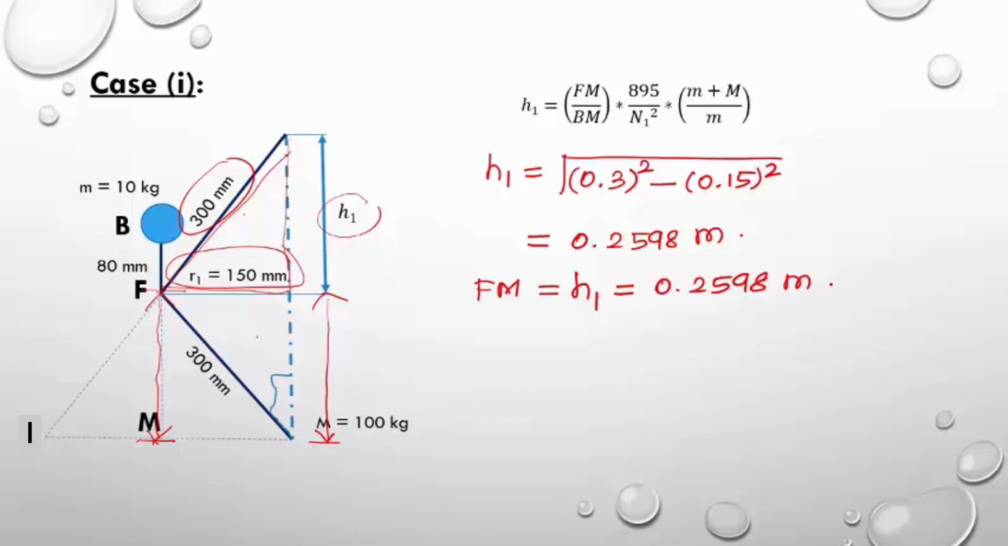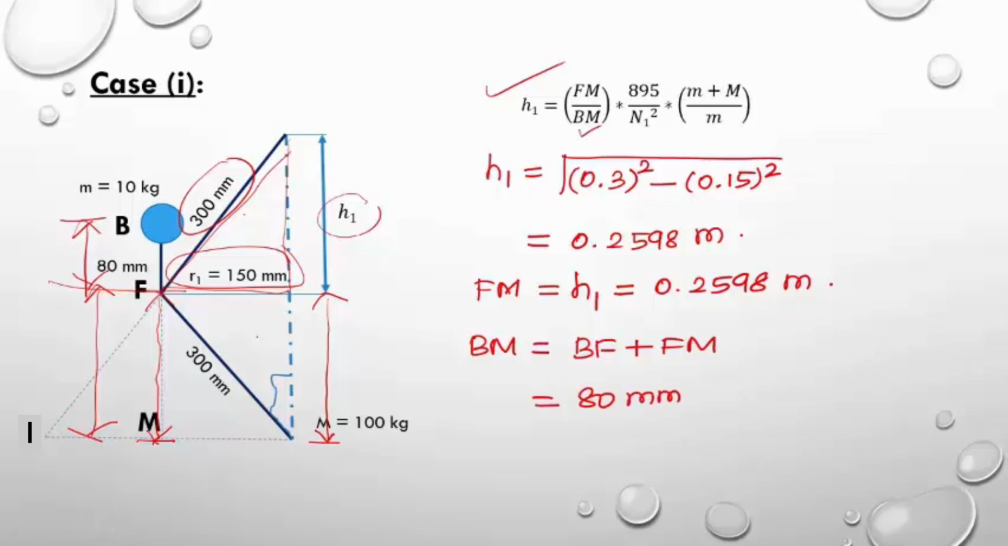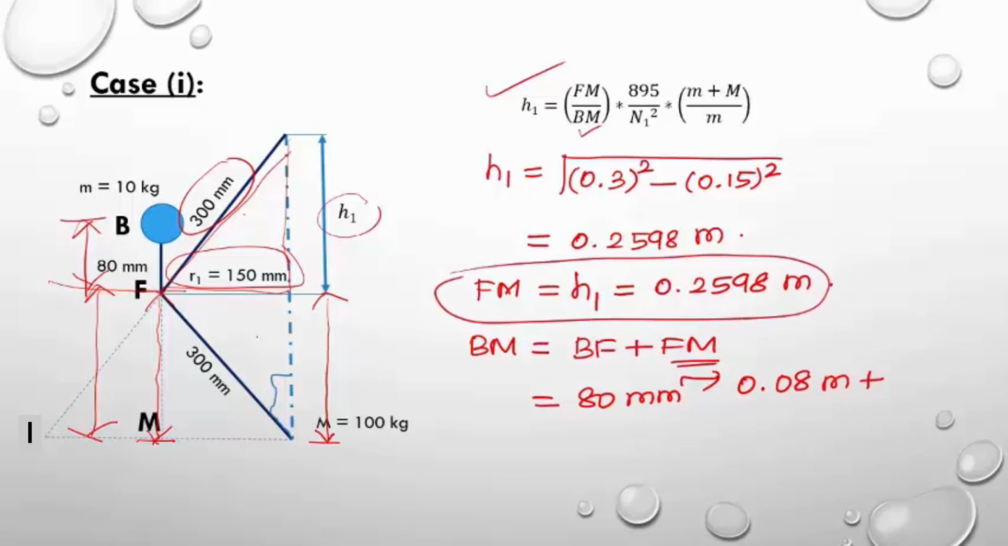Then for using this formula, we have to calculate Bm. So Bm is equal to Fm plus Bf. Bf is given in the problem as 80 mm, that is 0.08 meter, plus Fm is 0.2598 meter. So the Bm value will be obtained as 0.3398 meter.